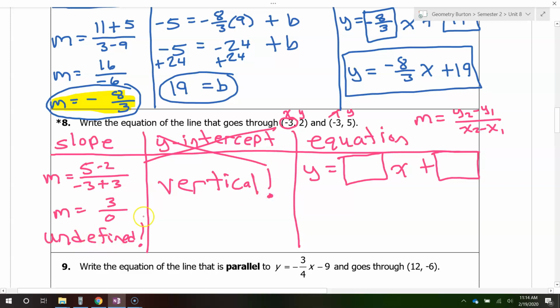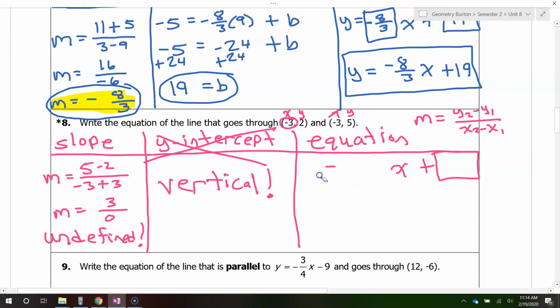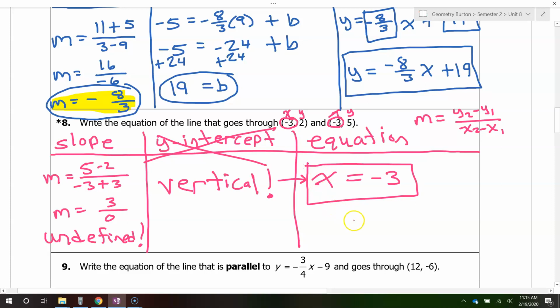Okay, when the slope is undefined, that means it is a vertical line. So I'm going to skip all of this and instead realize that the equation of a vertical line is always going to be x equals something. Just memorize that a vertical line is always going to be x equals. A horizontal line would be y equals. So x equals what? Well, look at both of these x values. They're both negative 3. So x equals negative 3. That's the answer to number 8.